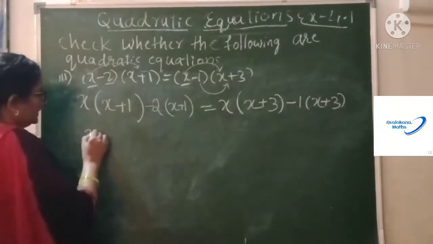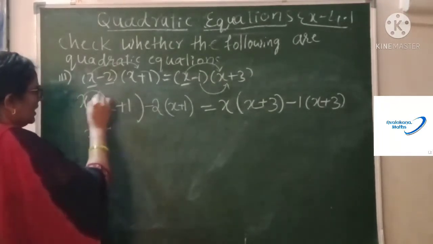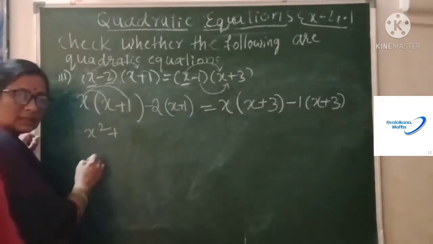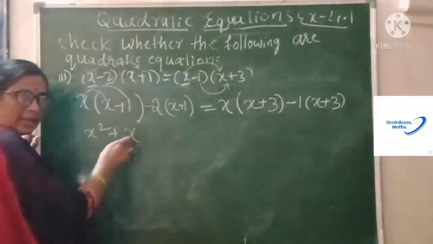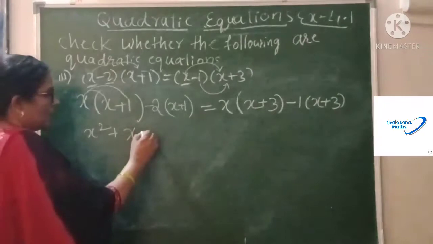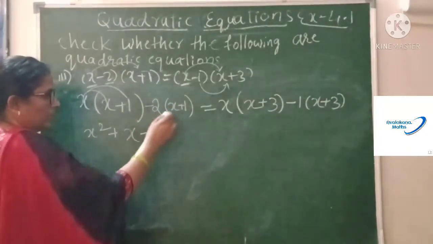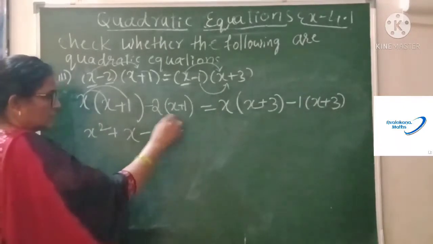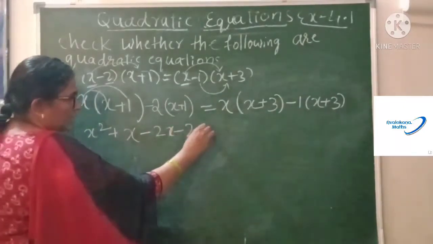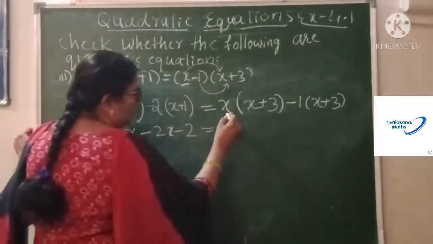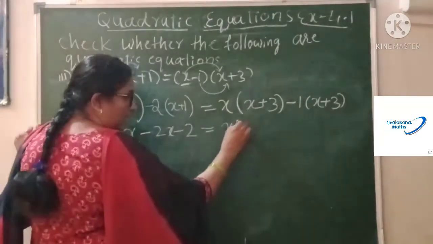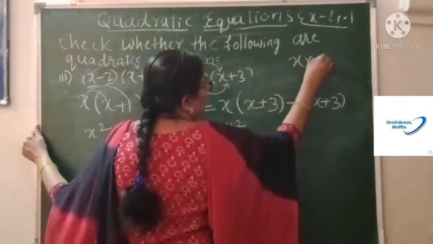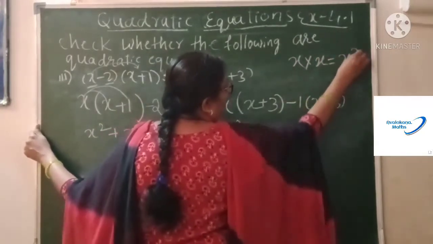So this x into x is x square, and x into 1, plus x into 1 is 1x, or you can write only x. x means it is 1x only. Now minus 2 into x is 2x, minus plus minus 2 into 1 is 2, is equal to, we will proceed in the same way. x into x, it is x square, not 2x. Yes children, x into x is x square.